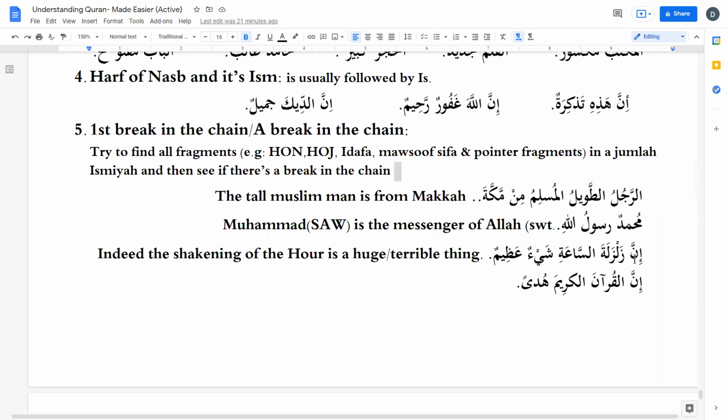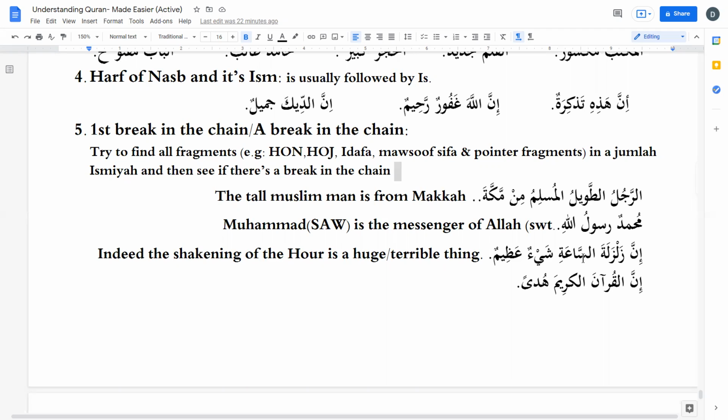Inna zalzalat. This is from Quran. Inna zalzalata sa'ati shay'un azimun. Indeed, the shaking of the hour is a huge, terrible thing. So, inna, harf of nasb. Okay, now tell me, what are the words that are chained together? Inna, harf of nasb. Then zalzalata, ta nasb, right? So this is ismo inna, mansoob, in nasb status.